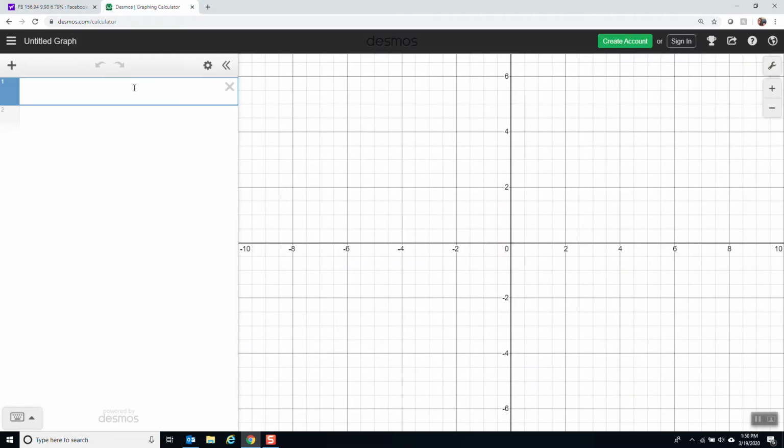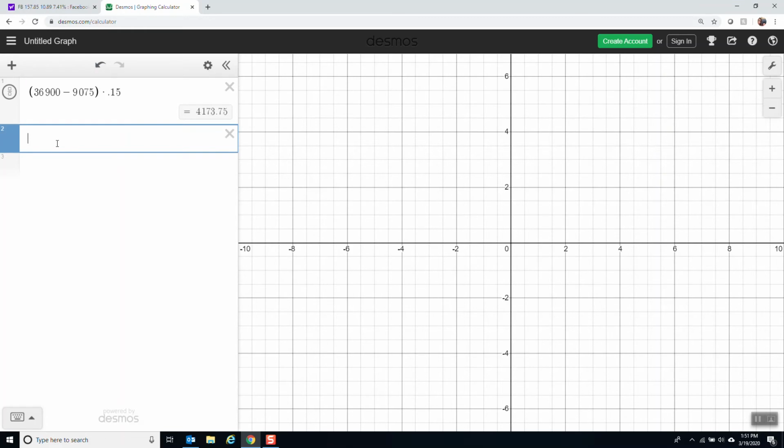I'm just going to type in the 36,900 minus 9075 and put parentheses around that. Note that's $27,825, and we're going to multiply that by 15% or 0.15. We would owe the government $4,173.75. We're going to do the same thing for the next one.